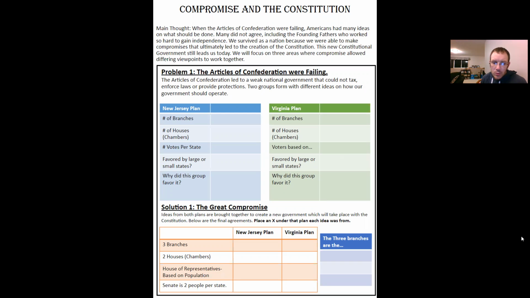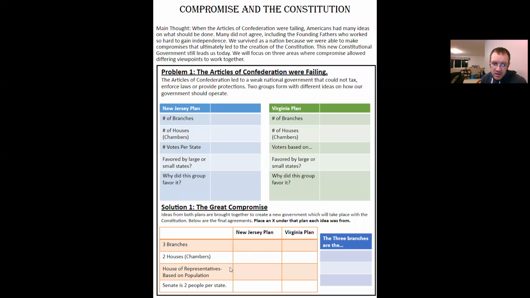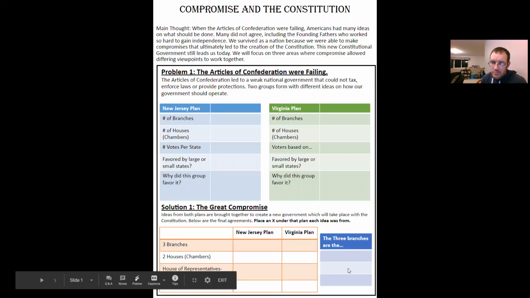Okay, so for example, which plan said it had 3 branches? Well, actually it was both of them, so you check mark both of those. And we choose to have 2 houses or chambers. So is that an idea from the New Jersey plan or the Virginia plan? The House of Representatives based on population: who had the idea to have population decide how many members you have? Is that Virginia or New Jersey? And the Senate is 2 people per state. The idea that each state would be equal, was that New Jersey or Virginia? And then over here, you can put in the 3 branches and name them. And there you go. First section is done.